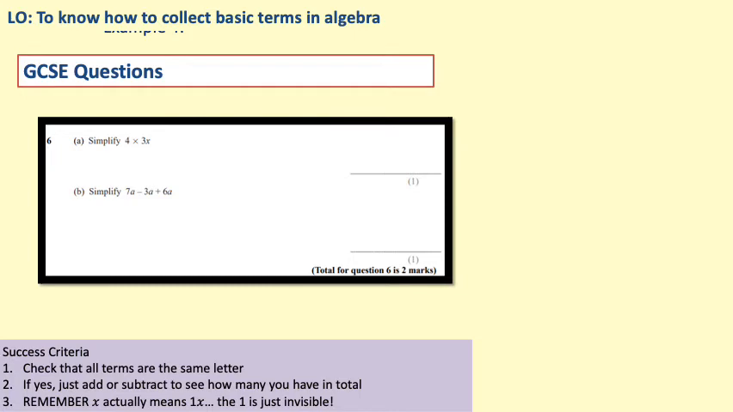Okay, so here we go. We've got some GCSE questions here, so it shows you just how far this algebra goes. We've got 4 times by 3x. So we know that that means 4 lots of 3x.